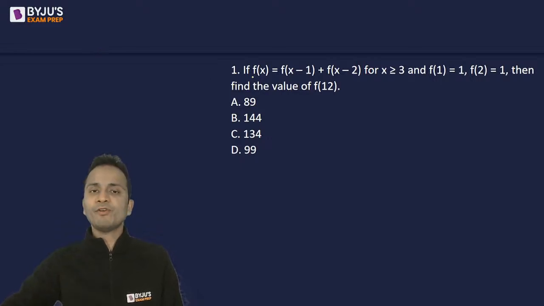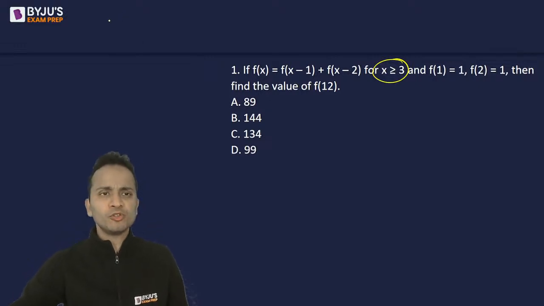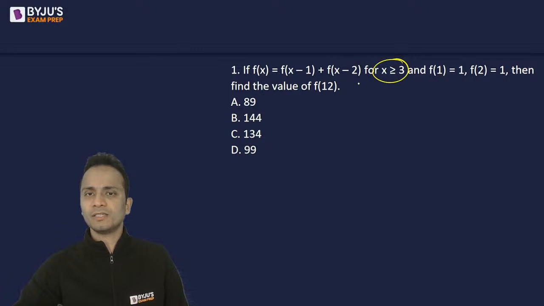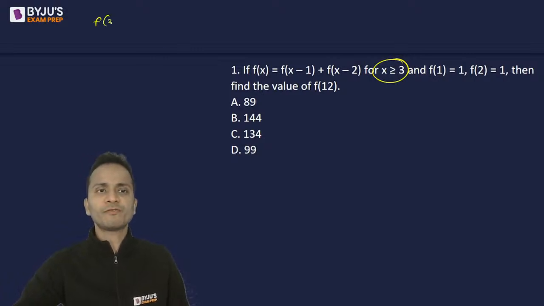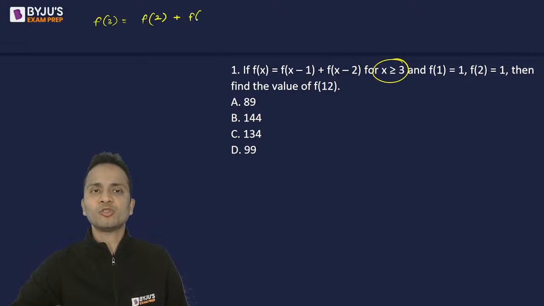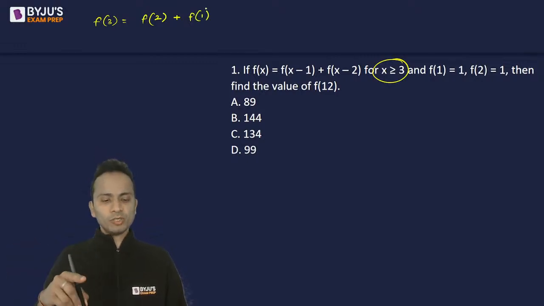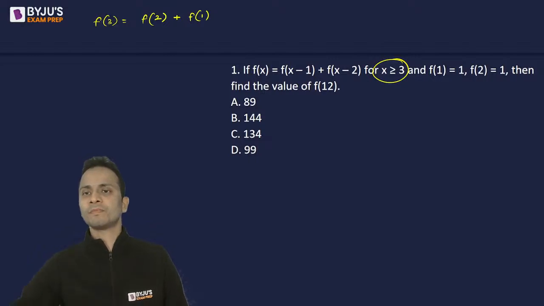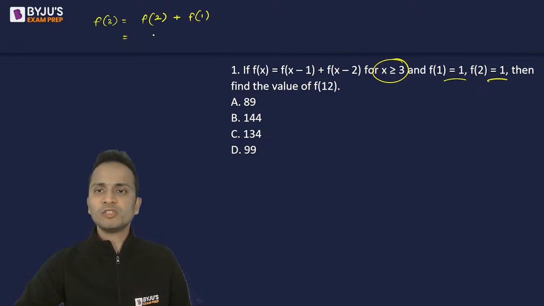Now it is given that f of x is equal to f of x minus 1 plus f of x minus 2 when x is greater than or equal to 3. So let's say, for instance, I'll substitute x equal to 3 in this equation. So I can say that f of 3 will be equal to f of 3 minus 1, that is 2, plus f of 3 minus 2, that is 1. So f of 3 will be equal to the sum of f of 2 and f of 1. Now the values of f of 1 and f of 2 are already given in the question. So I can substitute these values: 1 plus 1 is equal to 2.